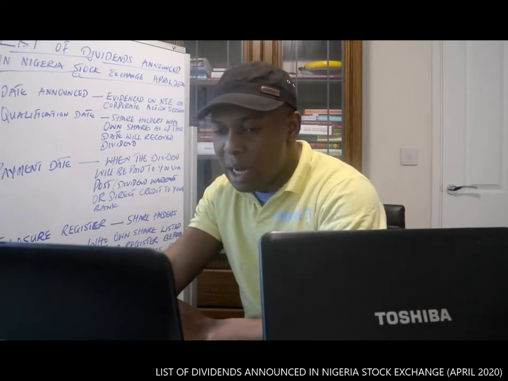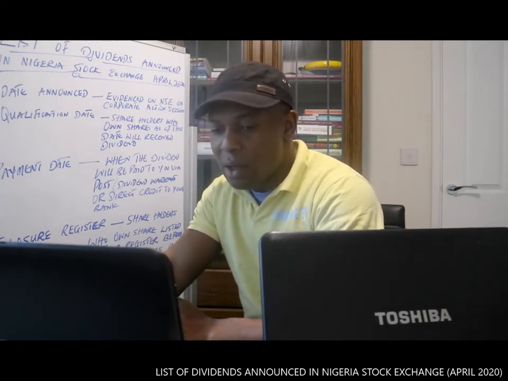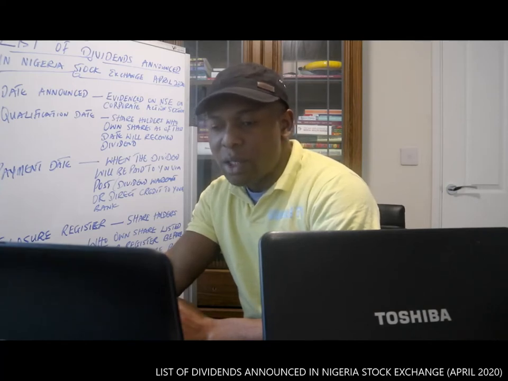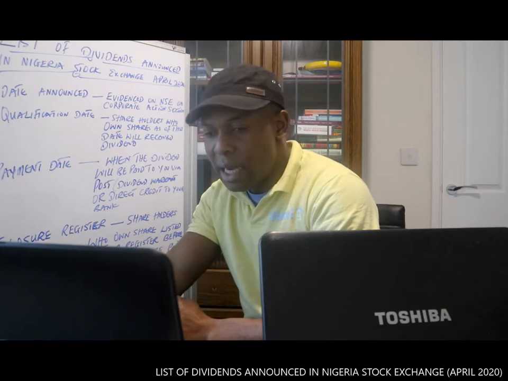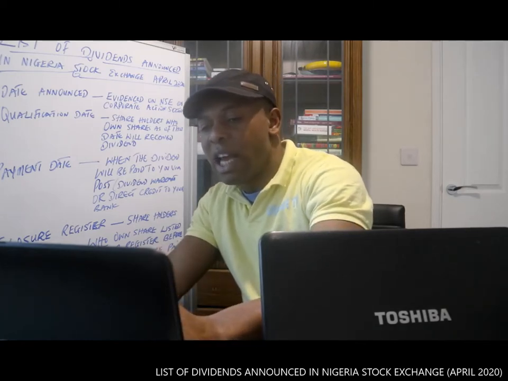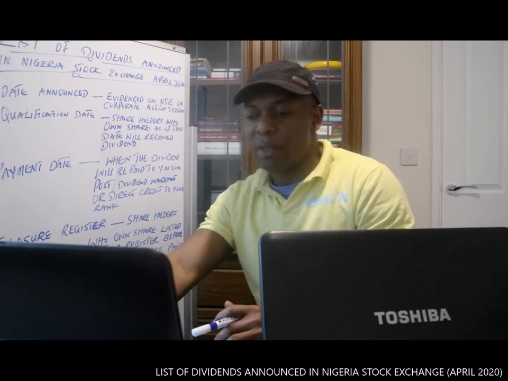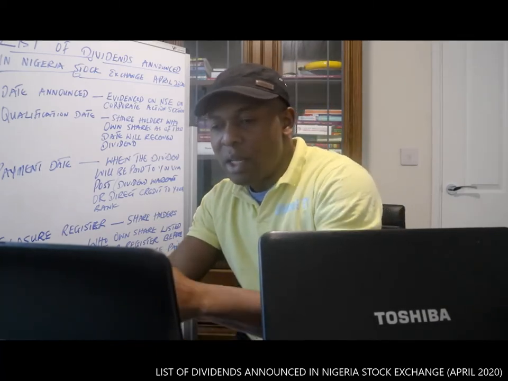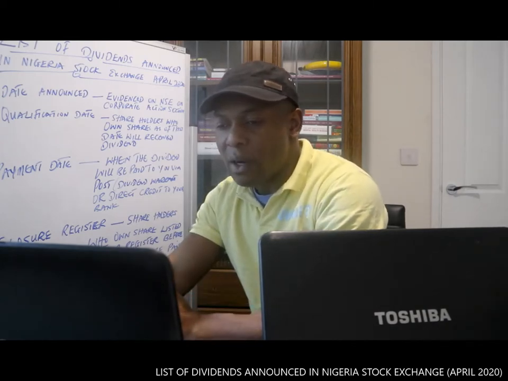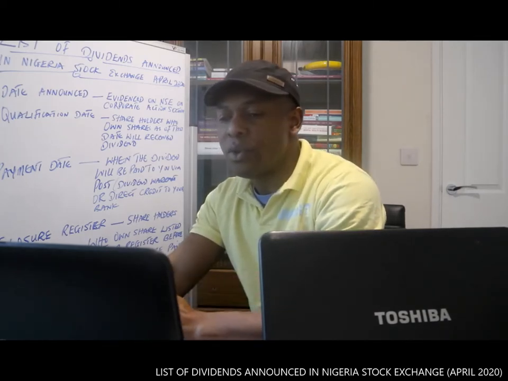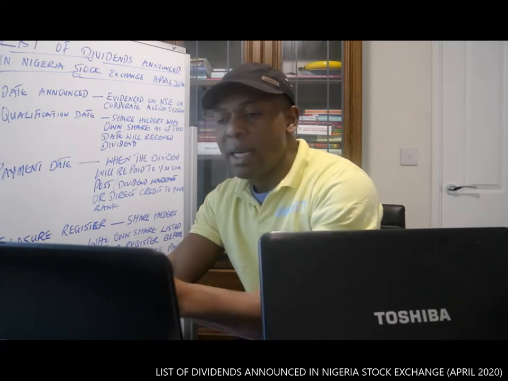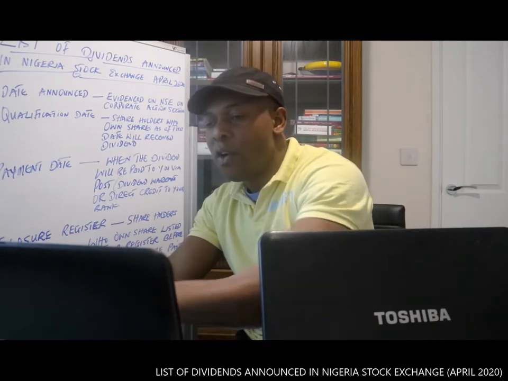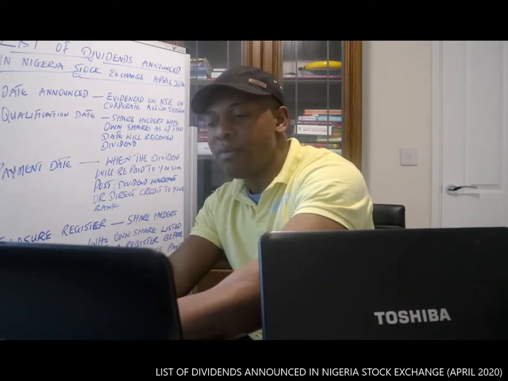From the list, we have MC Nicholas Consolidated PLC. They declared 0.03 kobo, right? The date this was announced was 1st of April this year, 2020. In terms of bonus, they did not declare any bonus. The register will close, right? Closing of register is 2nd to 8th of July 2020. They have their annual general meeting on the 30th of July. The payment date is 7th of August. Qualification date is 1st of July.